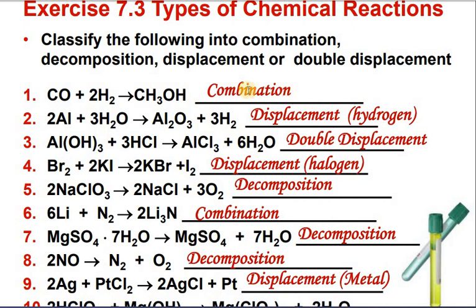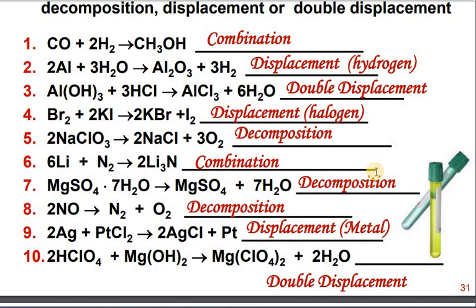This is a type of combination reaction. Aluminium plus water gives aluminium hydroxide. This is a displacement type of reaction. Aluminium hydroxide to AlCl3 is double displacement. I think you can write these reactions and check your answers. That will be better.